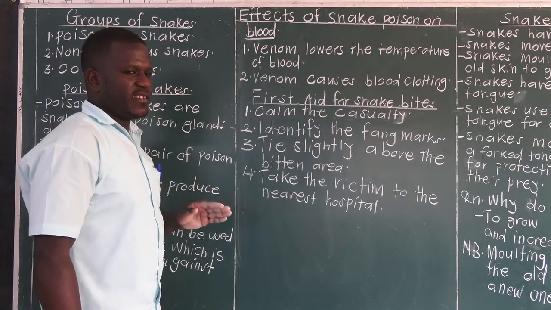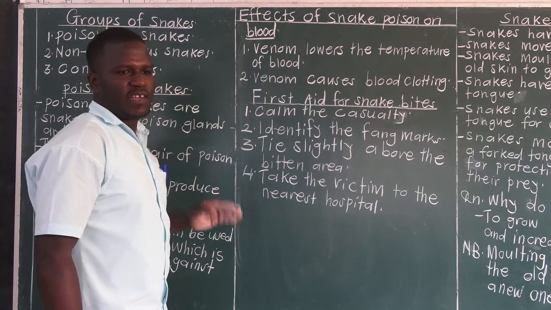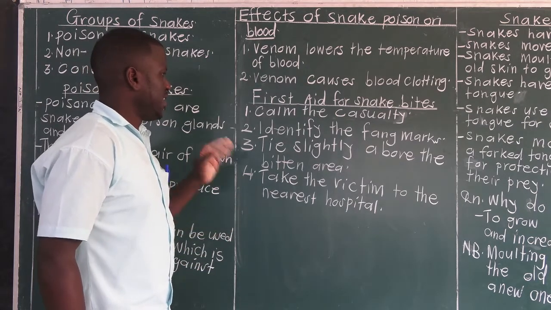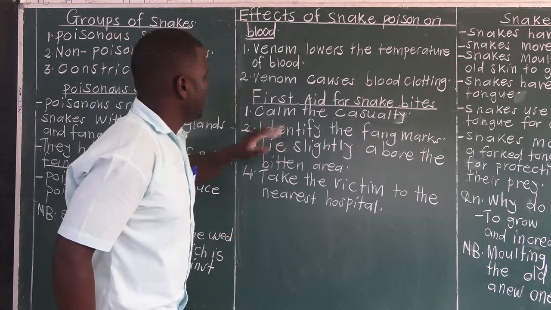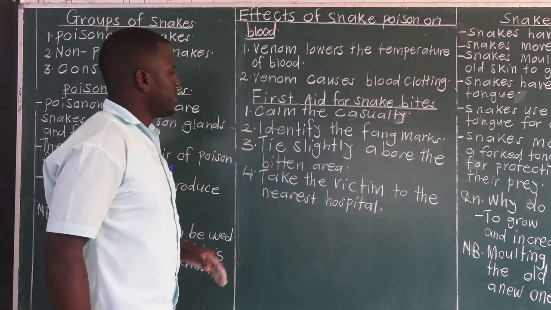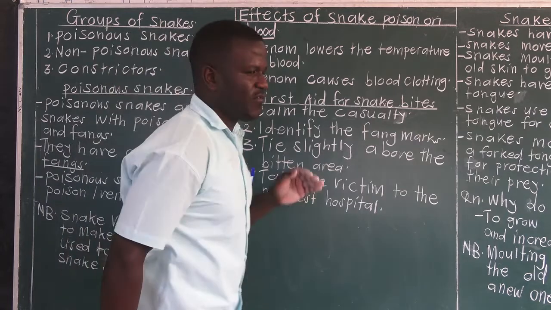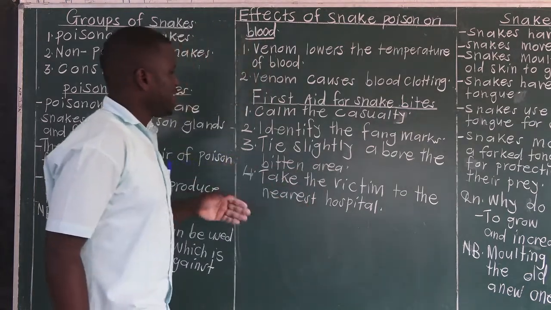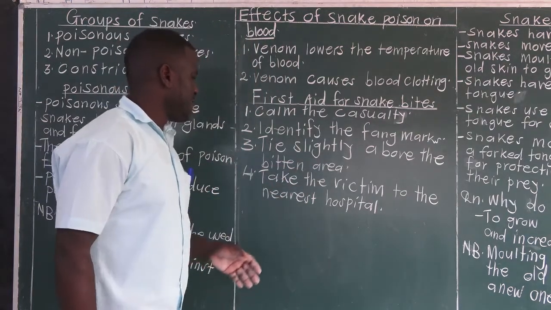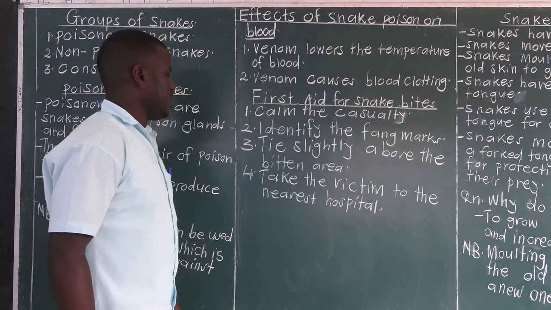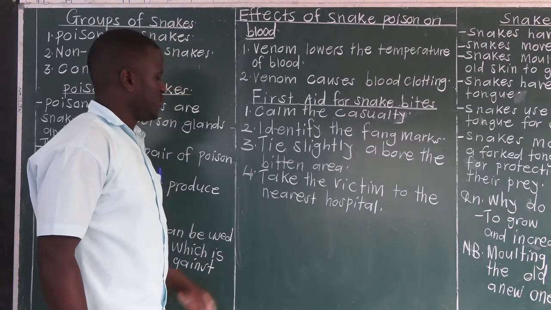So in 4 steps, you can easily give first aid against snake bites. 1, calm the casualty or the accident victim. Number 2, identify the fang marks. Tie slightly above the bitten area and take the victim to the nearest health unit or to the nearest hospital.